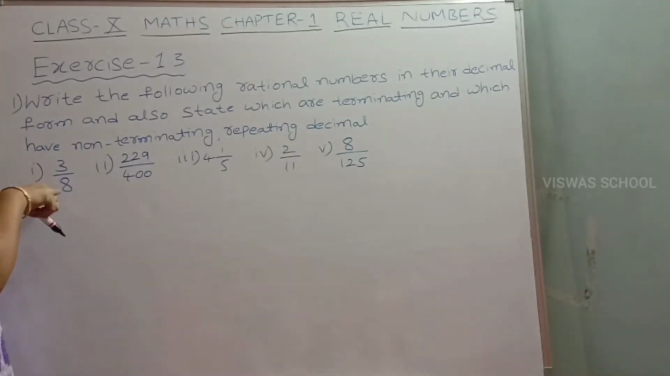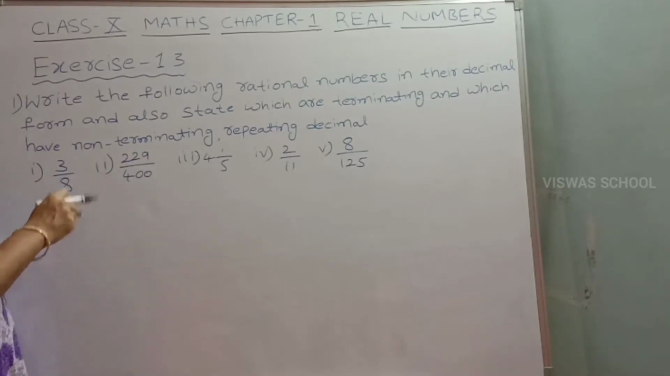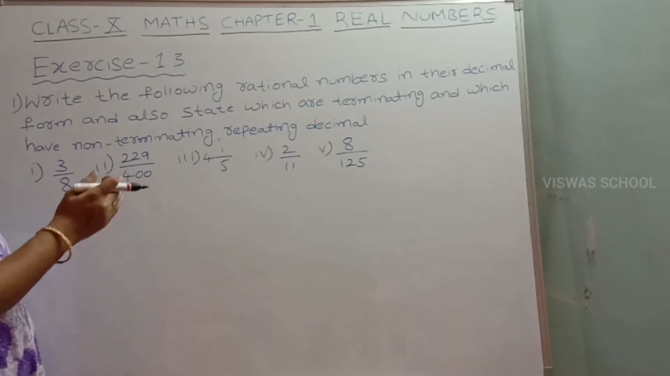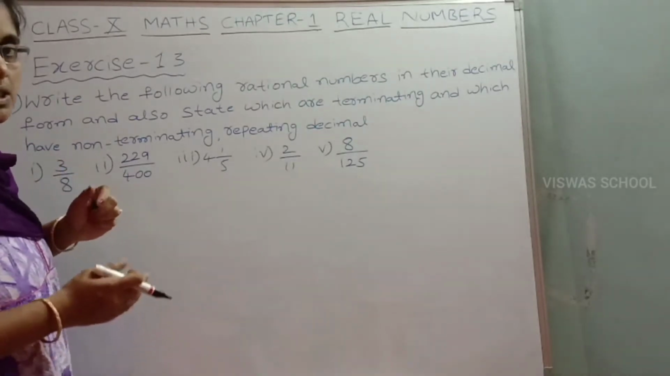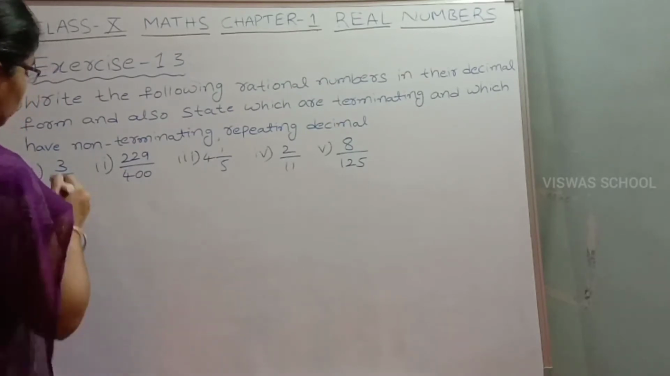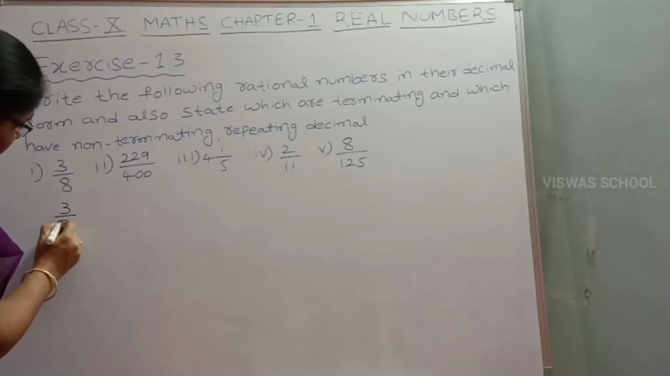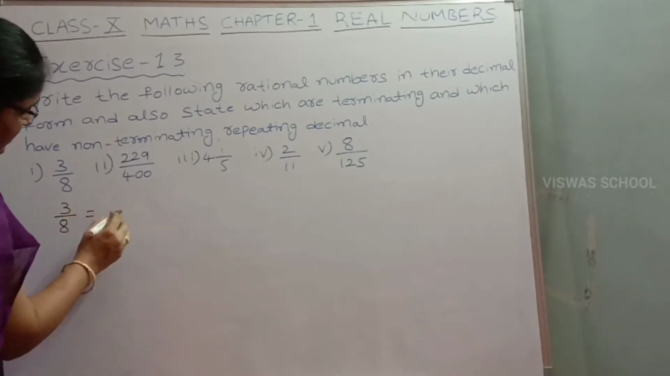Here they are in the form of p by q. Now we have to convert these into decimal form. After converting to decimal form, we have to see which one is terminating and which one is non-terminating repeating decimal. And this first one is 3 by 8. That is, we have to divide 3 by 8 here.